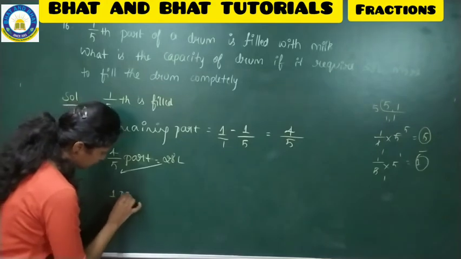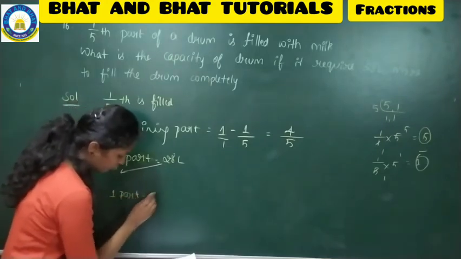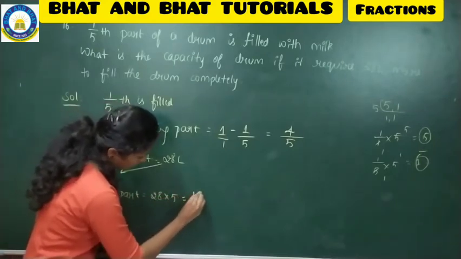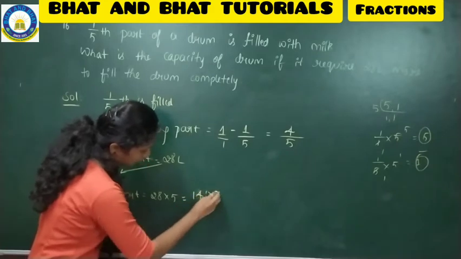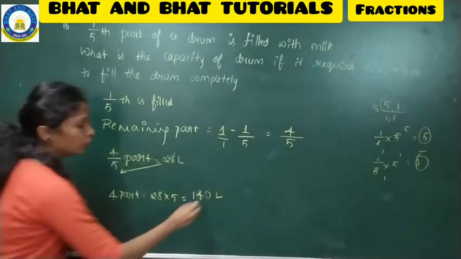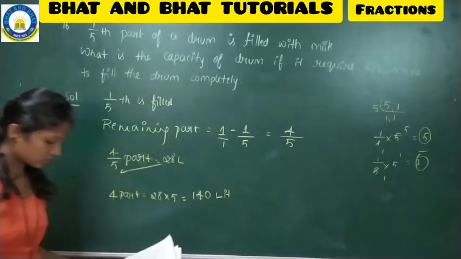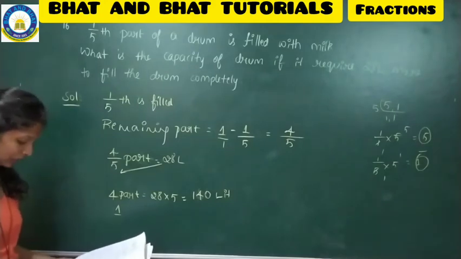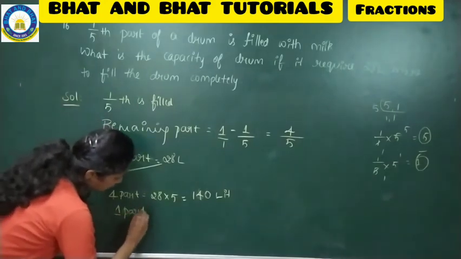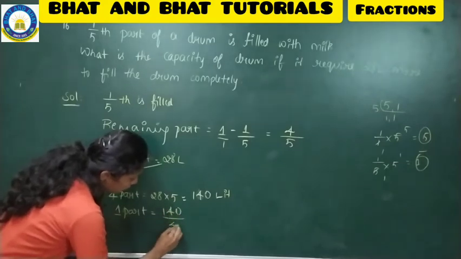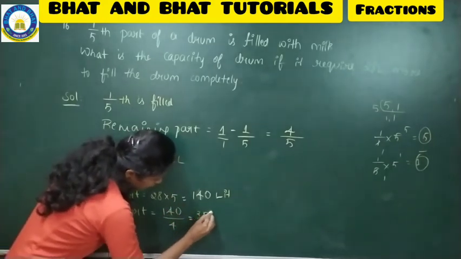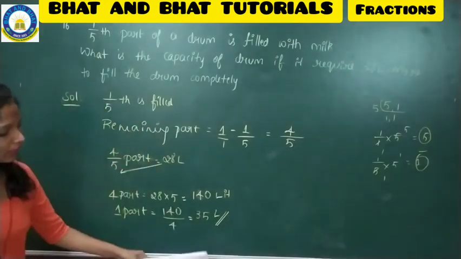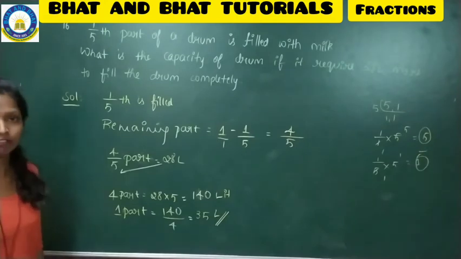So 4 parts is equal to 28 into 5, which will be equal to 140 liters. If you multiply, you will get 140 liters. So if 4 parts require 140 liters, therefore 1 part requires 140 by 4, so 35 liters. So the capacity of the drum is 35 liters.